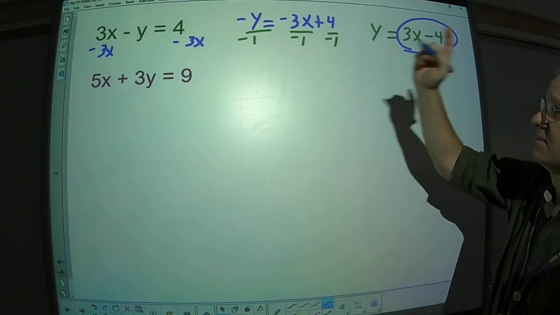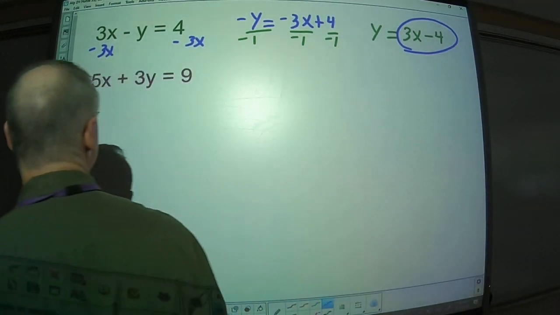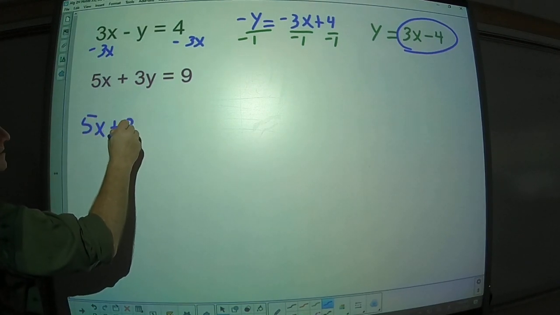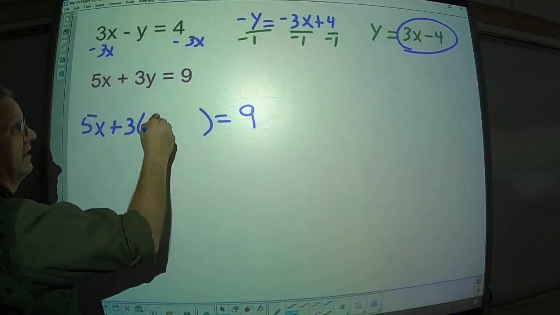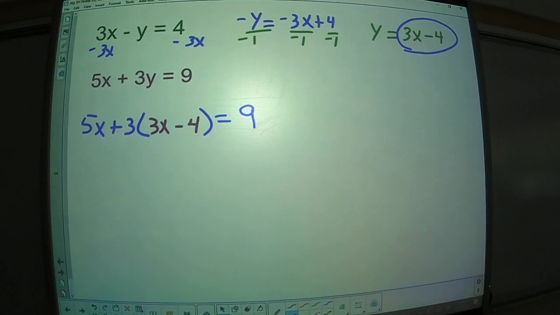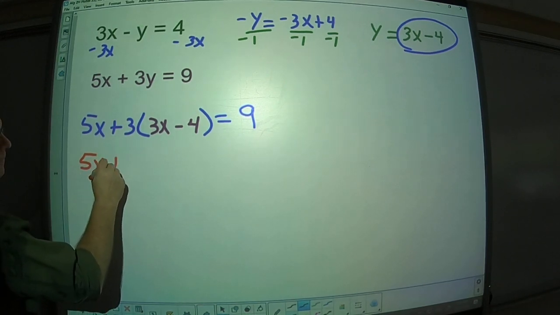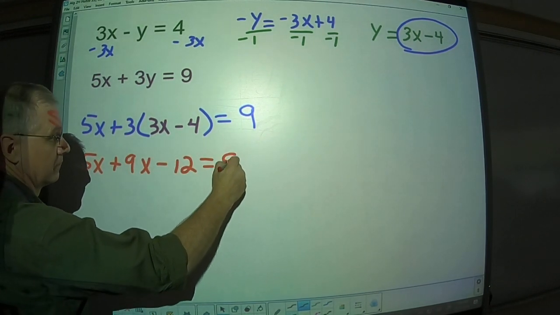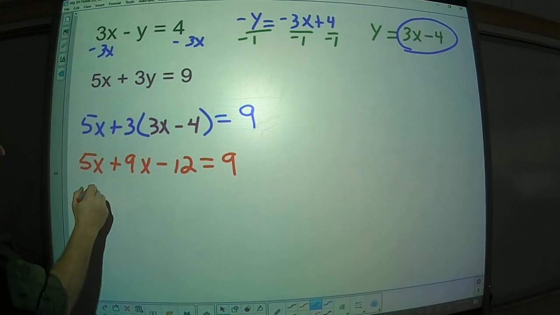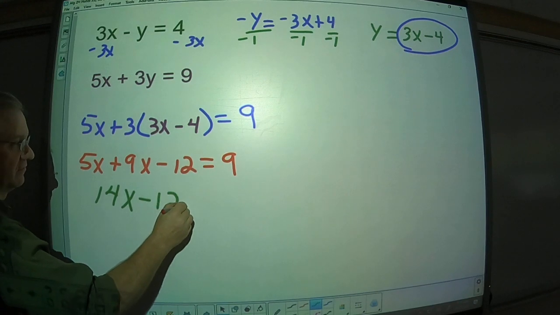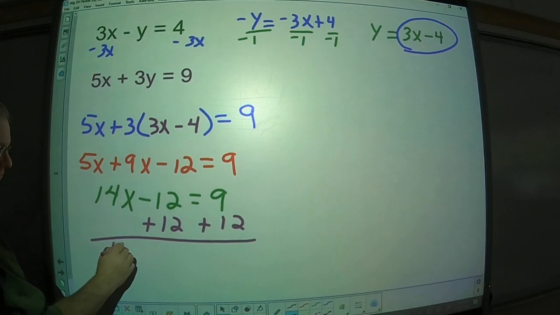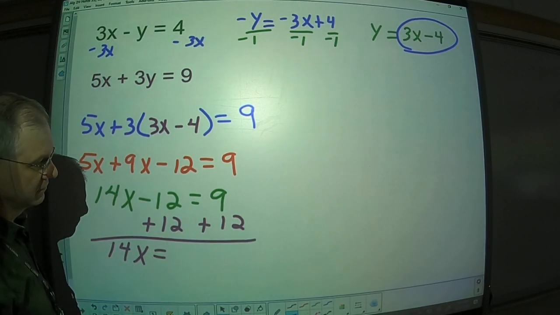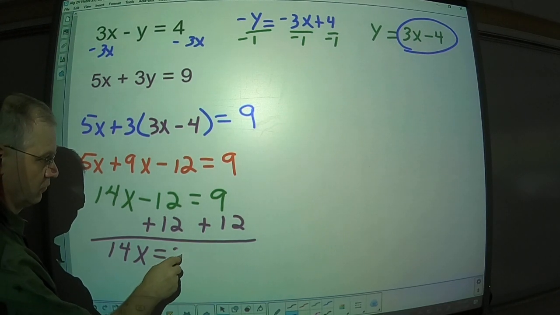This is what I'm going to substitute in for y over here. So 5x plus 3 times y equals 9. I'm going to fill that in with 3x minus 4. And then I'm going to solve it. Let's see, combine like terms, 14x minus 12. Add 12. Let's see, 9 and 12 is 21.